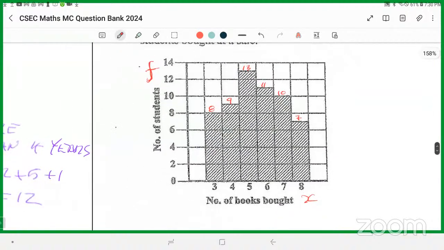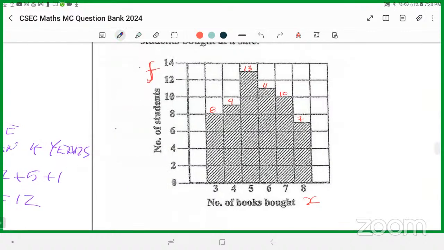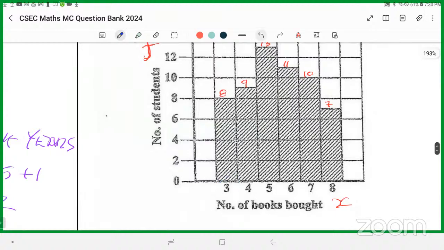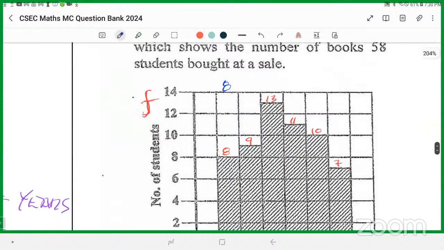I'm going to count the number of students, going from left to right as we go through the number of books bought. So first we have 8. After putting all the people who bought 3 books, we have 8. Then all the people who bought 4 books is 9 of them. So we now reach 17 persons. Then we have 13 persons here. 17 and 13 is 30. So we reach 30.